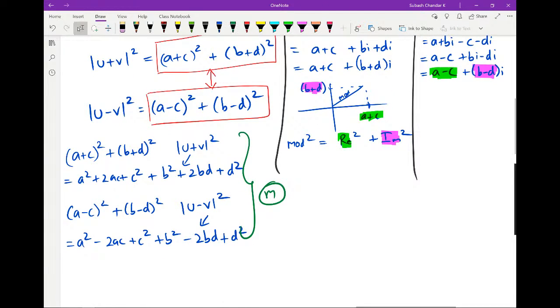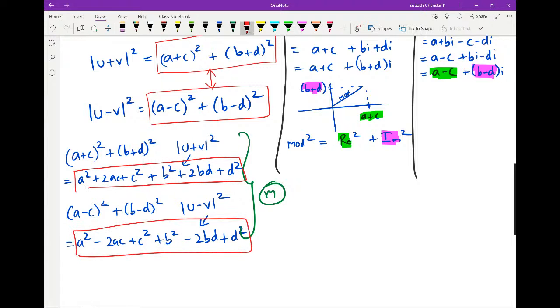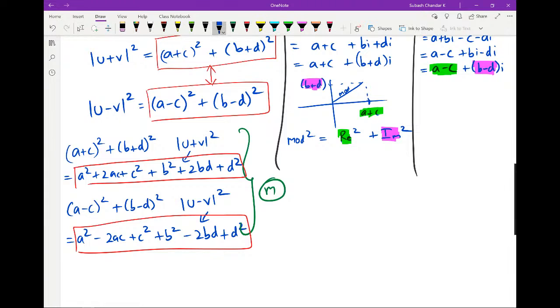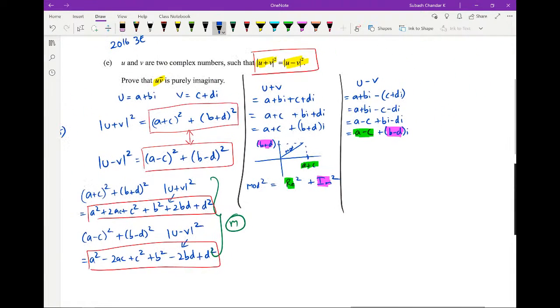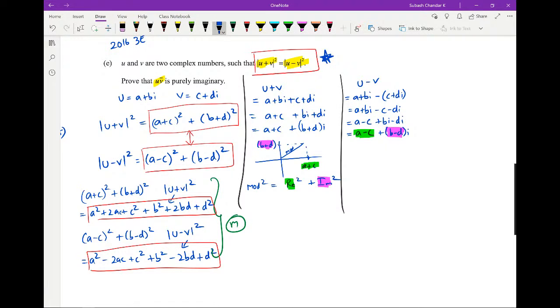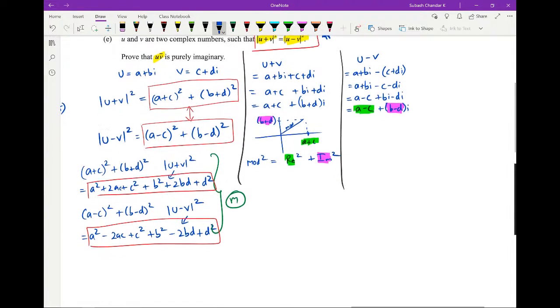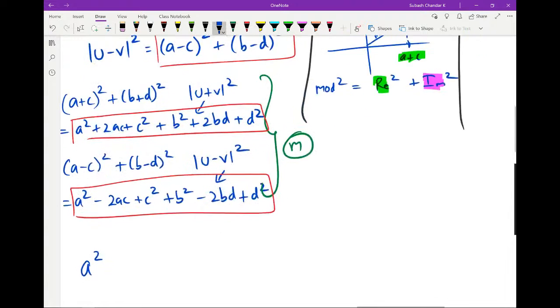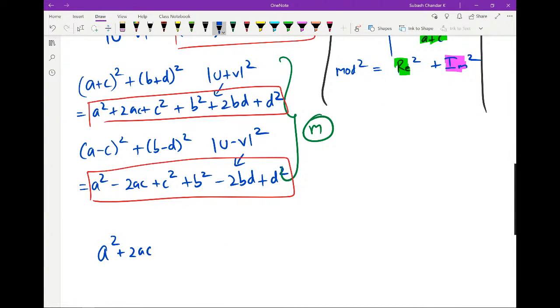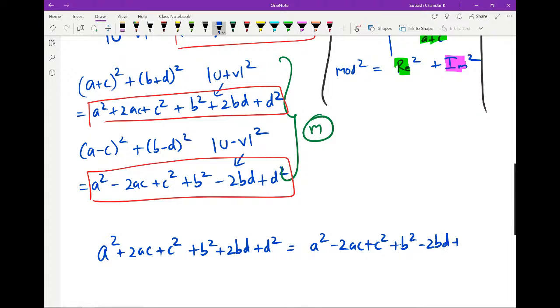So now we can say that both of these red boxes, this was in the first red box, this is in the second red box, and we're going to put them equal to each other. The reason is, going back to the question, if you notice, it says the modulus of that equals the other modulus. So we're going to put A squared plus 2AC plus C squared plus B squared plus 2BD plus D squared is equal to A squared minus 2AC plus C squared plus B squared minus 2BD plus D squared.